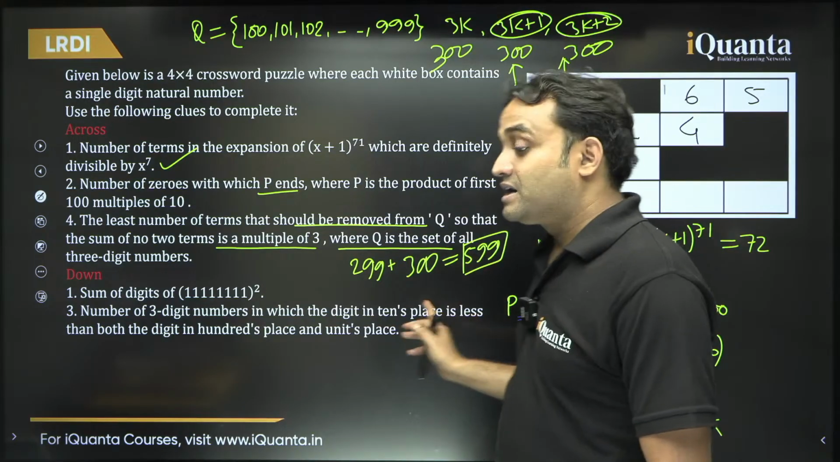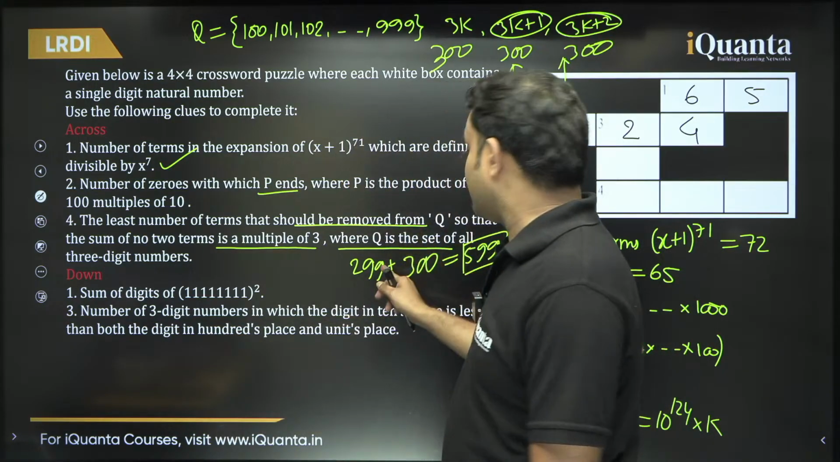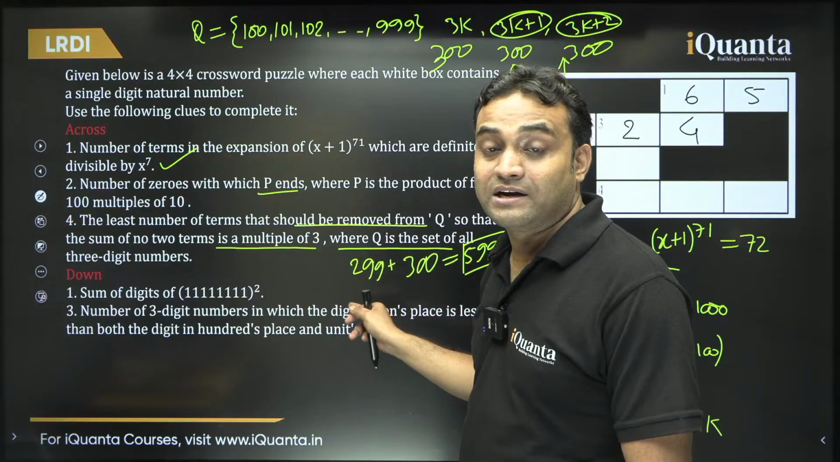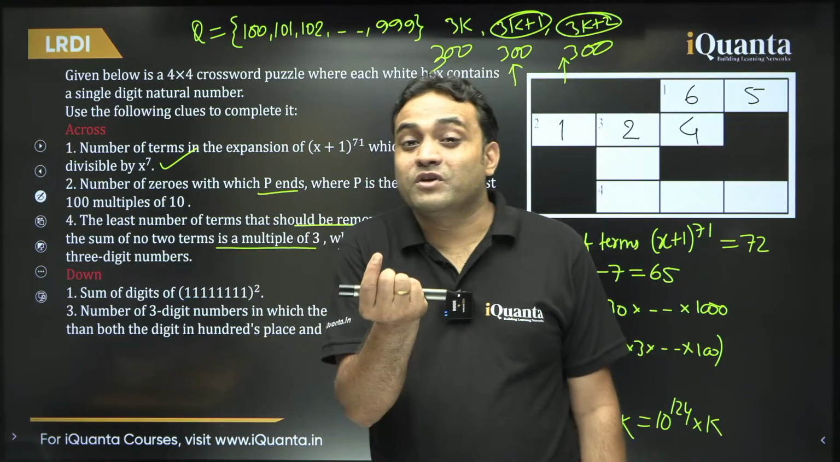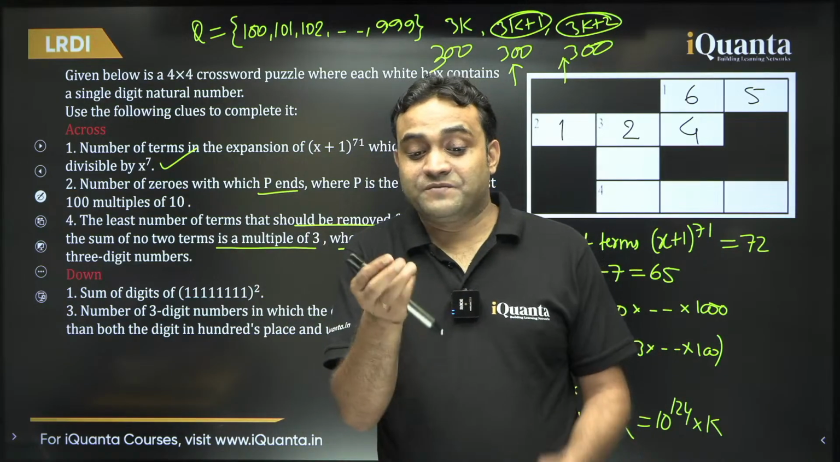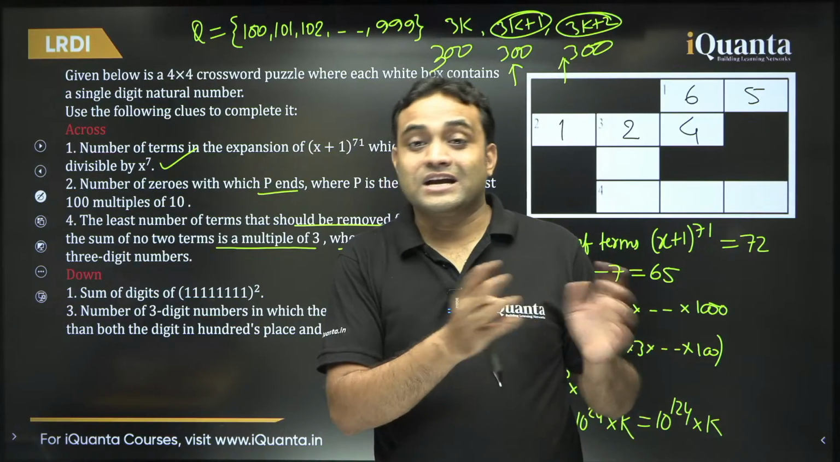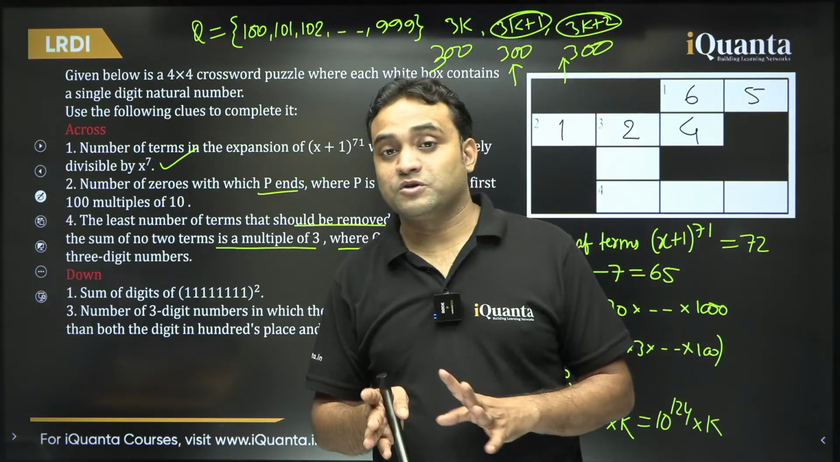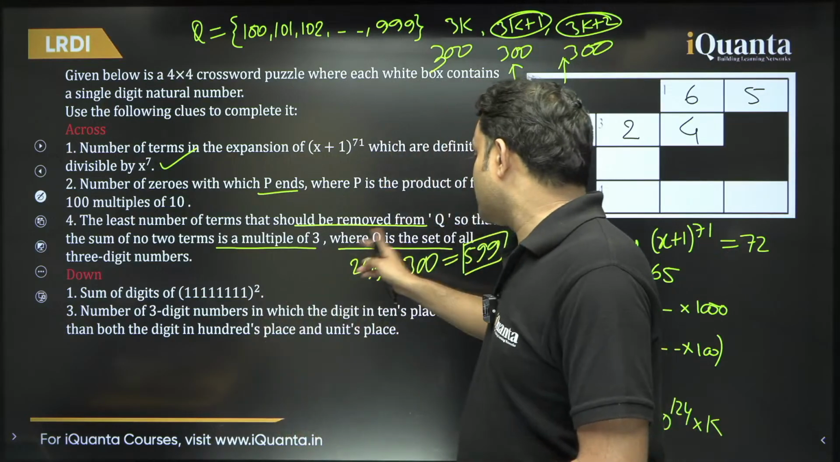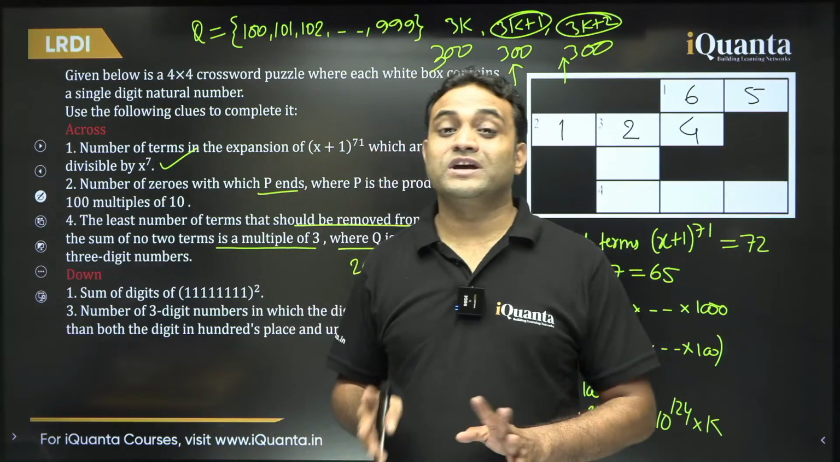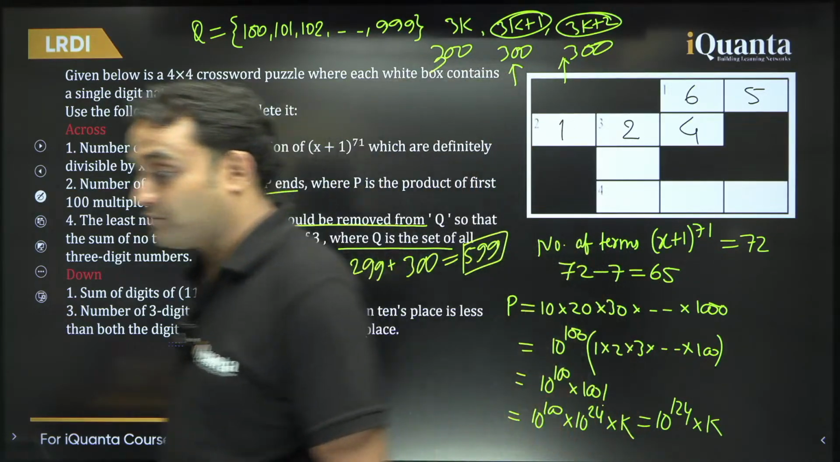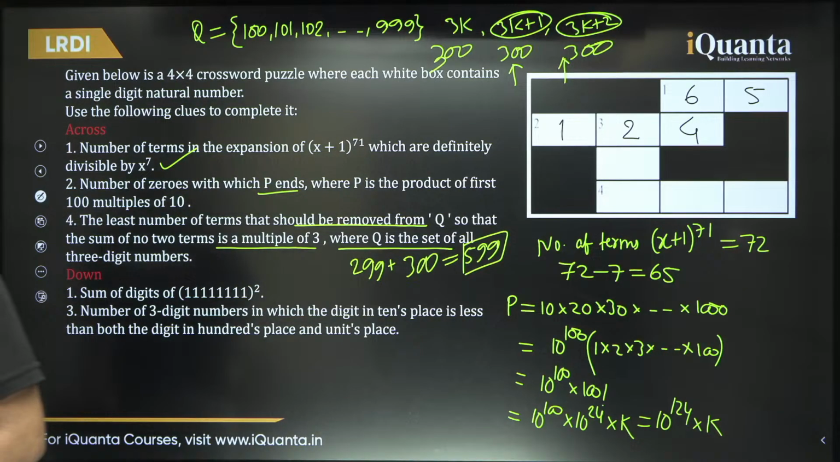301 numbers. Now why have I taken only 299, not 300? Because we can leave one number which is a multiple of 3, and if there is no other number which is a multiple of 3, there cannot be a sum of two numbers which are multiples of 3, right? So that's why we don't need to remove all the numbers. We can remove only 299 numbers. Okay. All right.